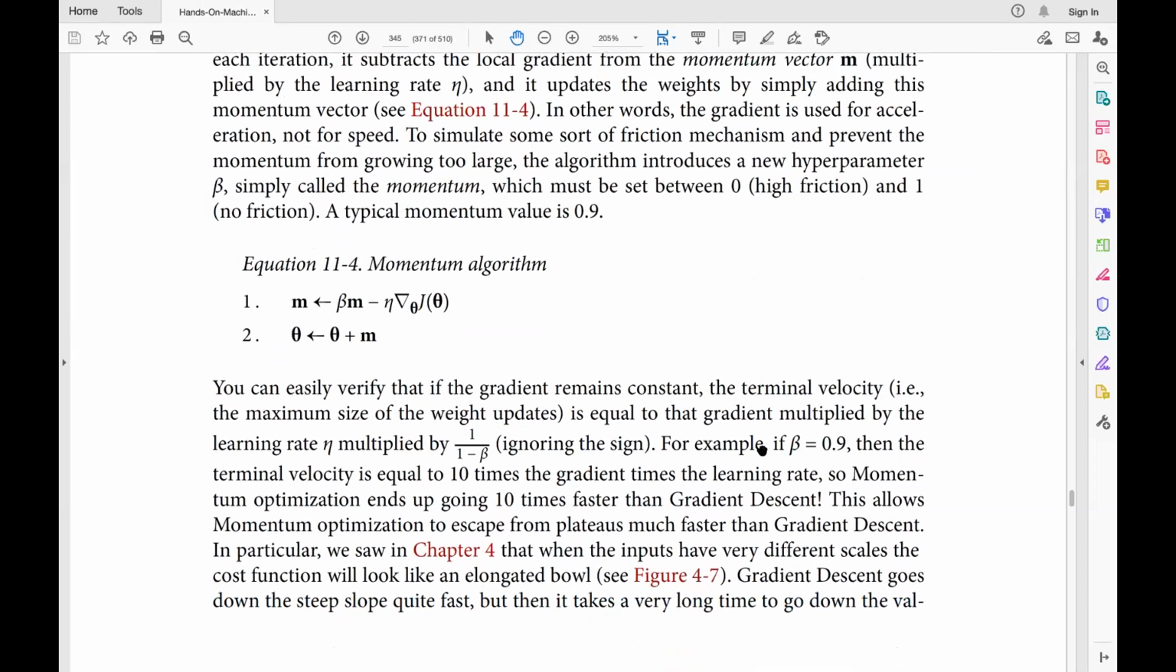Okay, so he said, for example, if beta is 0.9, then the terminal velocity is equal to 10 times the gradient times the learning rate. So the momentum optimization ends up going 10 times faster than the gradient descent. This allows momentum optimization to escape from plateaus much faster than the gradient descent.